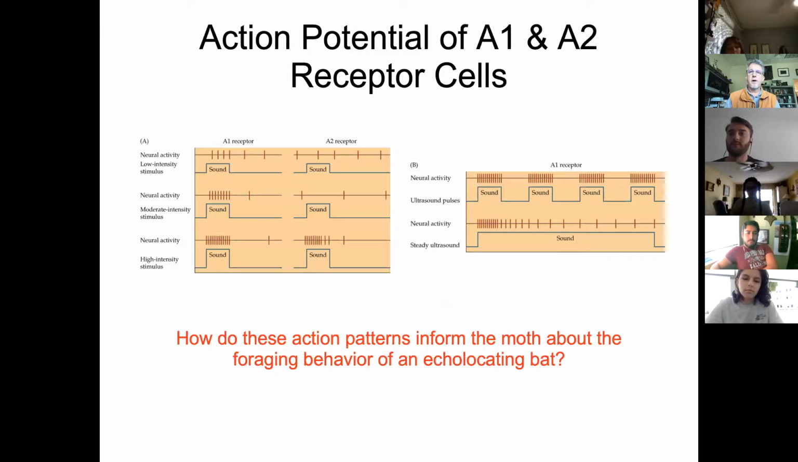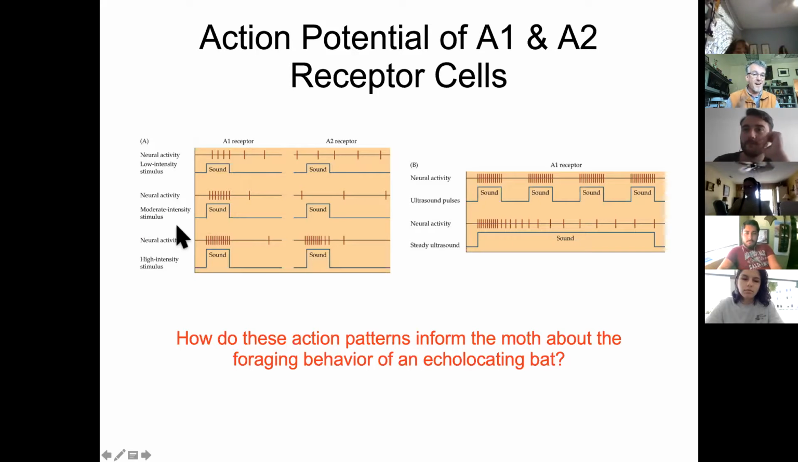How these cells fire off, when these cells fire off, provides these moths with a tremendous amount of information. So when the stimulus of an ultrasonic sound is low intensity, then the A1 cell will fire off with semi-frequency relative to when there is no low intensity sound in the background, where the A1 cell will just fire off at a regular interval. At the same time, with a low intensity sound, the A2 receptor really just fires off at a very regular, slow interval.